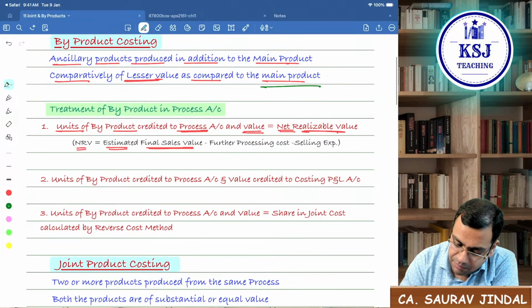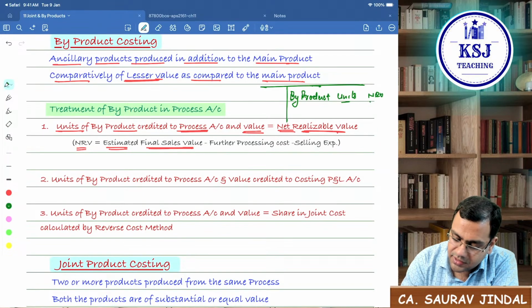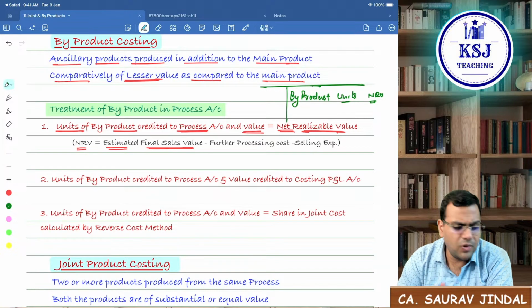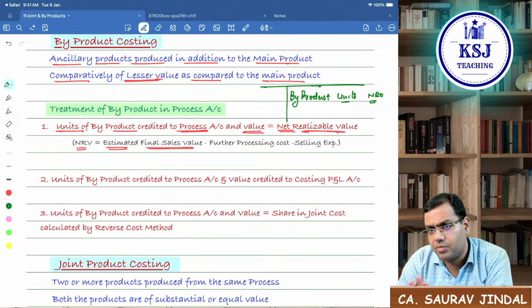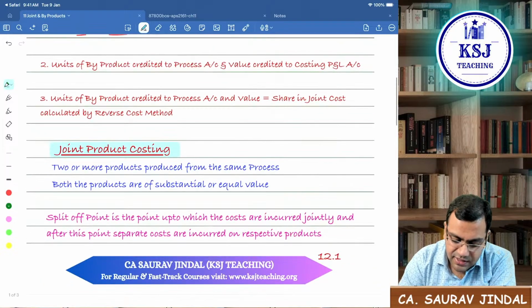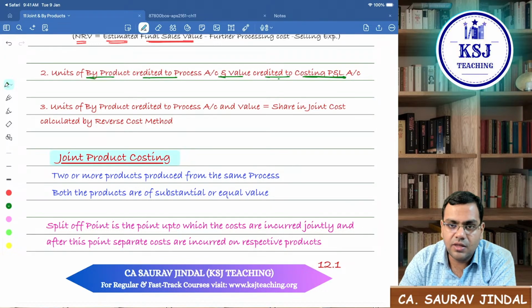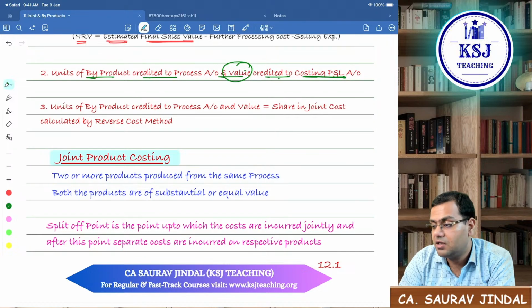If you are preparing the process account, here you will write byproduct, here you will write units, and you will write the amount as NRV. So this is how you can show it in the process account. Although in byproduct and joint product, they are normally not asking about the process account. The second way is the units of the byproduct credited to the process account and value credited to the costing P&L account. Units you take in the process account; the value of that byproduct you take to the costing profit and loss account. That is another way of doing it.